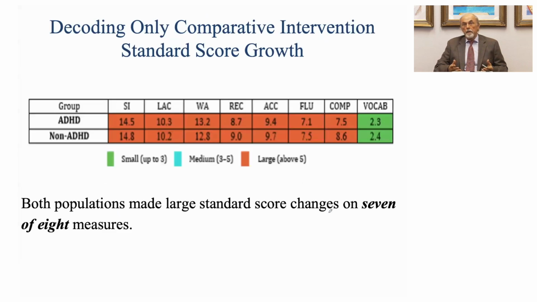If we look at this from an analytical standpoint, even looking at their standard score growth, both populations made large standard score changes on 7 of the 8 measures. Which one we didn't address? You can see it. It was vocabulary. Did we work on vocabulary? Not at all. We didn't need to. If you'll recall, the vocabulary was well above average for both populations.